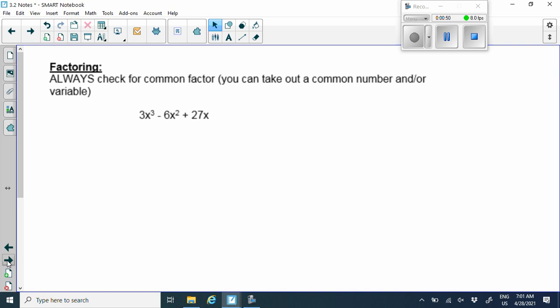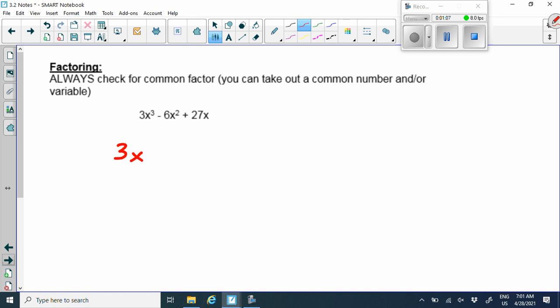Let's first talk about the number. Do they have any numbers in common? Yes, they have a 3, so I'm going to take a 3 out. Do they have a variable in common? Yes, all of them have an x. And the least amount that I can take out is just an x, okay?